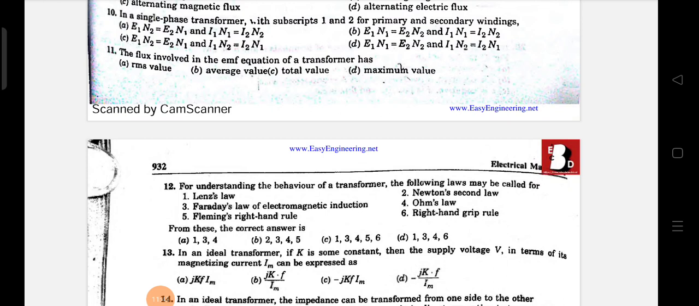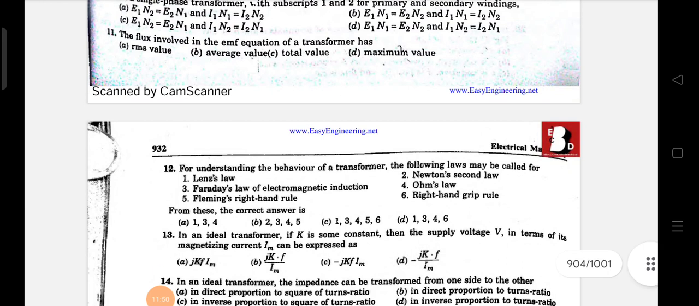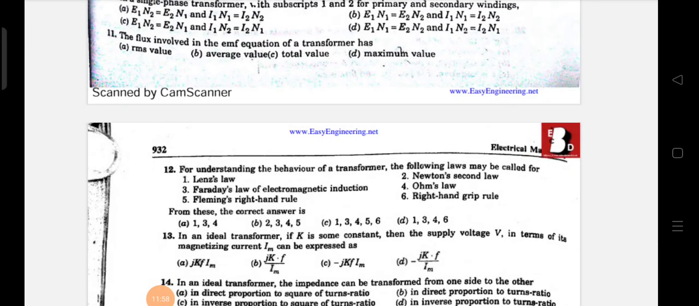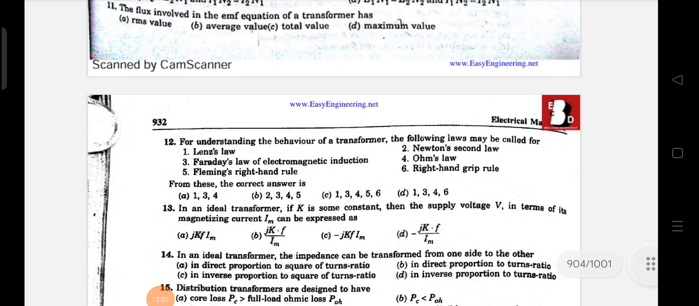Next, Newton's second law. Here we didn't use Newton's second law, right? That means that is not correct. Next, third option, Faraday's law of electromagnetic induction. That is correct. That means 1 and 3 are correct. Next, Ohm's law. Okay, we can use Ohm's law also here. Fourth one is also correct. Next, Fleming's right hand rule. That is used in dynamically induced EMF. In statically induced EMF, we can use the right hand grip rule. That means 1, 3, 4, 6. That means the 12th question answer is the fourth option, D, correct.